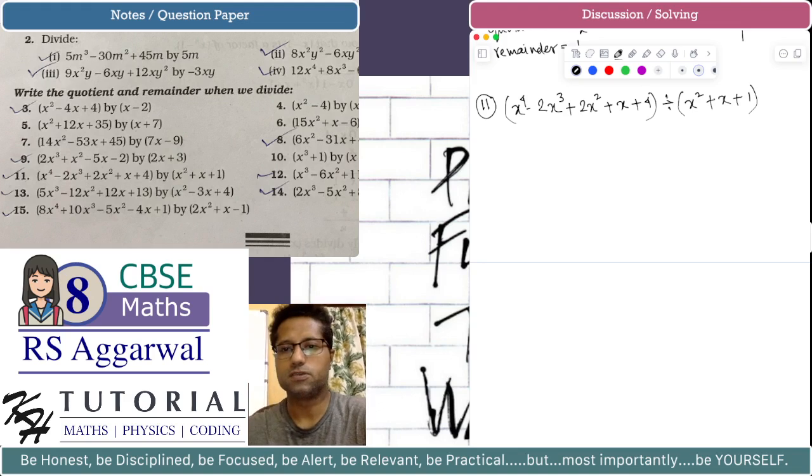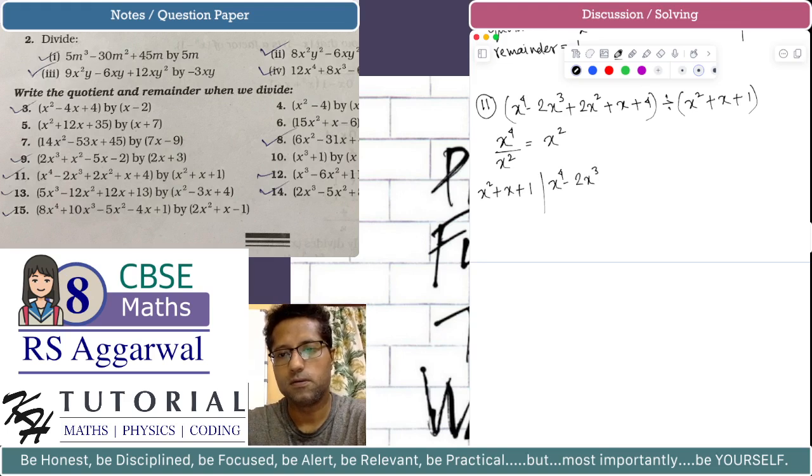So the first term of the quotient will be the first term of the dividend divided by the first term of the divisor, which is equal to x square. So x square is the first term of the quotient. So we start the division process. X square plus x plus 1 is the divisor, and x to the power 4 minus 2x cube plus 2x square plus x plus 4 is the dividend.